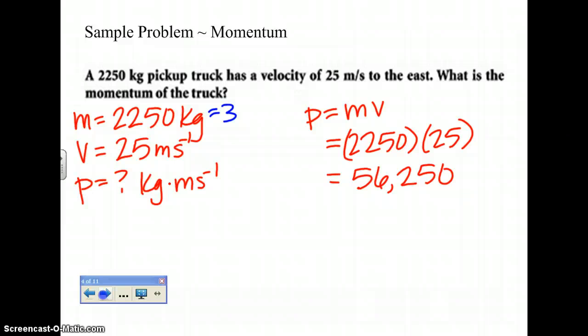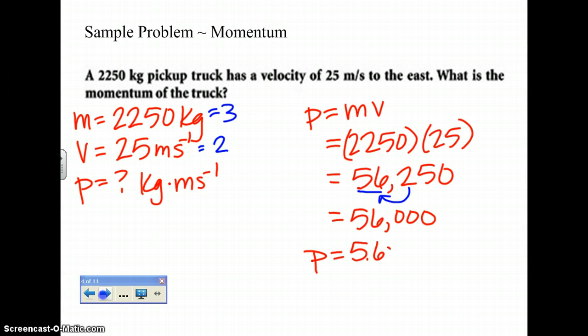The next one, 25. That would be 2 sig figs. Guys, what do we do to determine the number of sig figs for the final answer? We look at our givens and we assess the least number of sig figs. So the least number of sig figs would be 2 sig figs. Sweet, let's go over here. What does the 2 do to the 6, guys? Does the 2 round it up or keep it the same? Keeps it the same. So our final answer is 56,000, or 5.6 times 10 to the 4th kilogram meters per second.